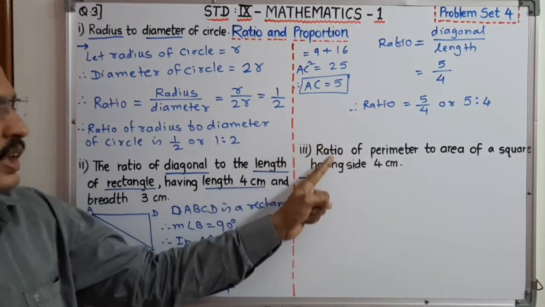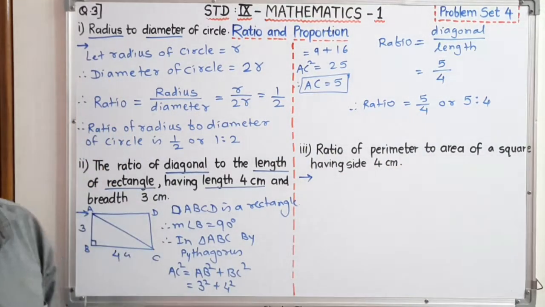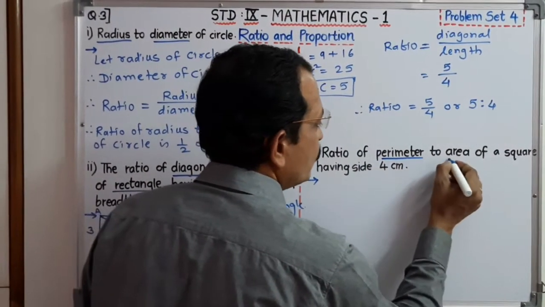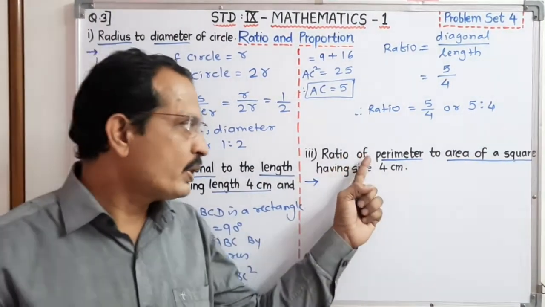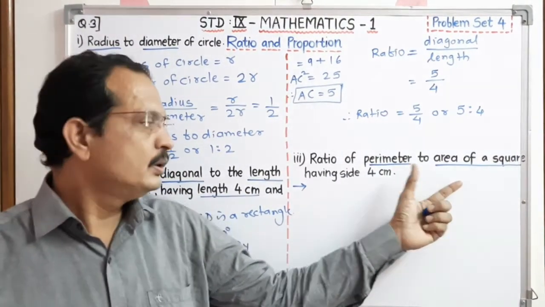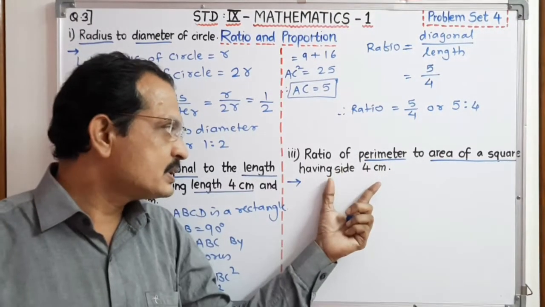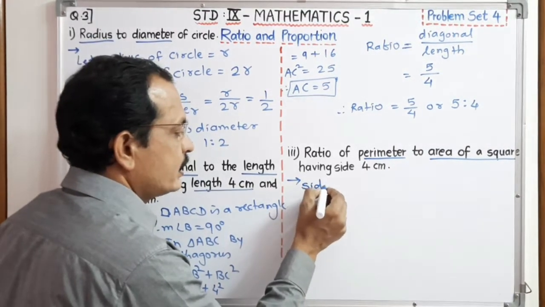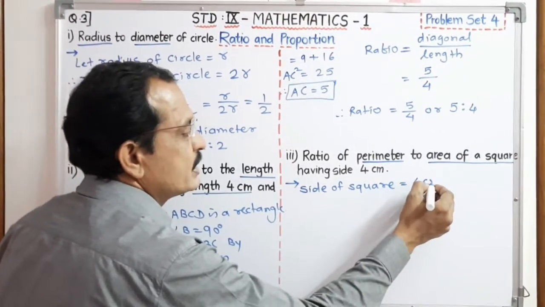Now see, ratio of perimeter to area of a square having side 4 cm. Dear student, we have to find out the ratio of perimeter to area of a square. That means we must know the perimeter and we must know the area of a square. For that purpose, the side of the square is given. Therefore, dear students, we write here, side of square is equal to 4 centimeter.